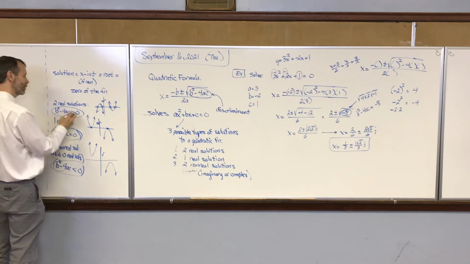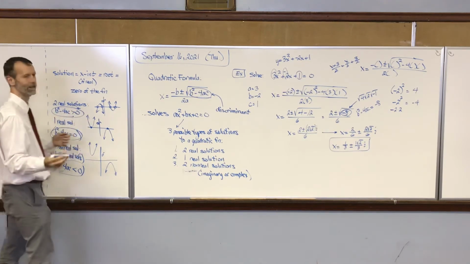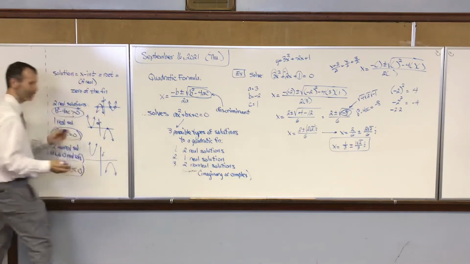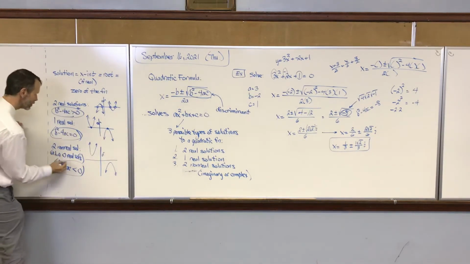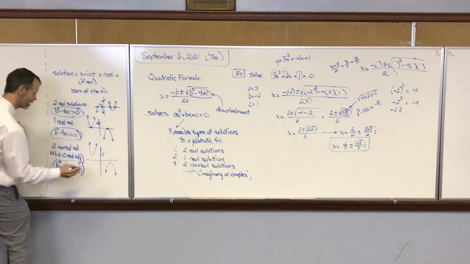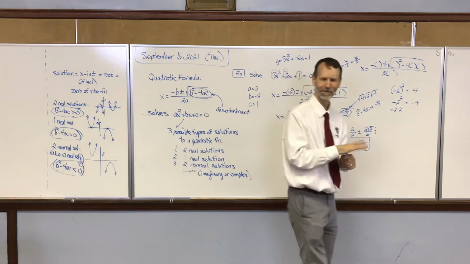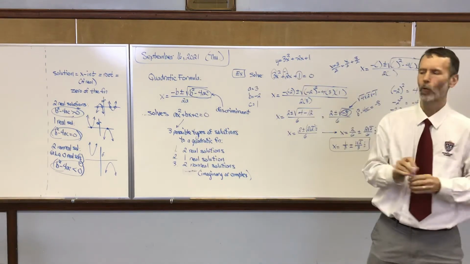So basically, if b squared minus 4ac is positive, you get two solutions. If b squared minus 4ac is 0, you have one real solution. If b squared minus 4ac is negative, you have two non-real solutions, no real solutions. Does that make sense?